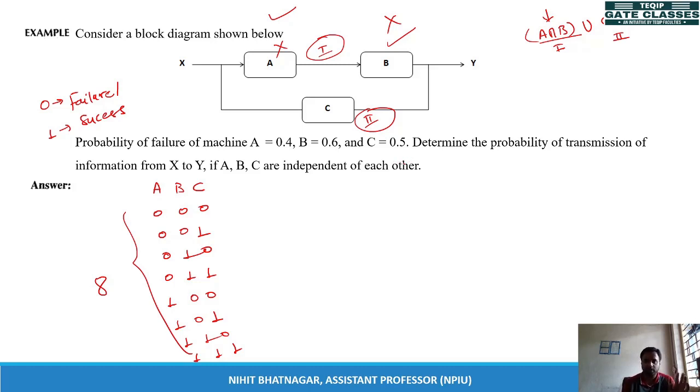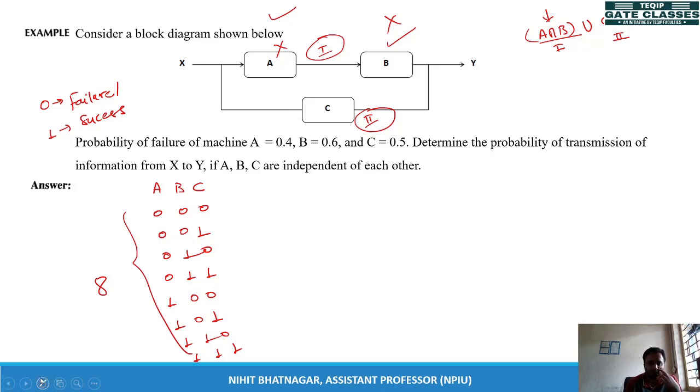They are not together. Both machines A and B should not go to failure. So that's why the most preferable condition is when C is alone working. If C is alone working and either A or B, or both A and B, fail, then C is working. So in this case also, transmission can take place from X to Y.